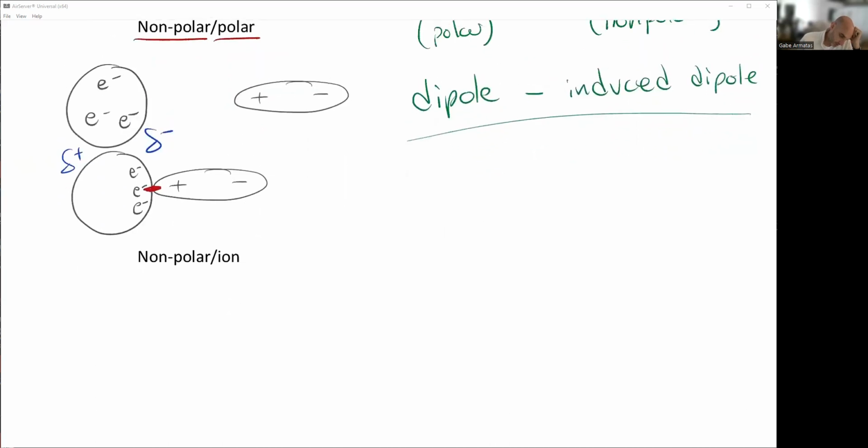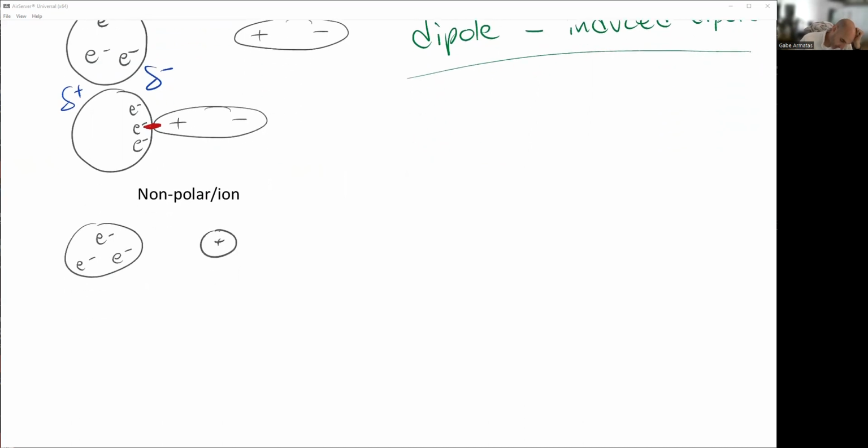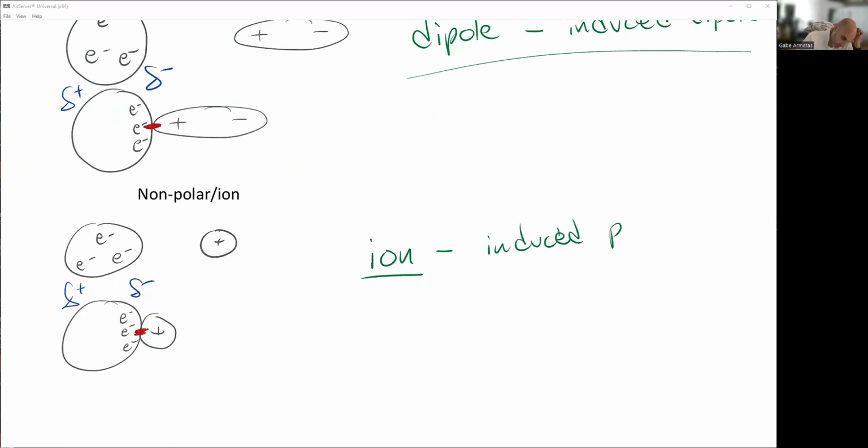Same question about what happens if I interact a nonpolar molecule with an ion. If I bring that ion close, we again expect those electrons to line up and interact. So I have a partial negative on this side and a partial positive on that side. We have created this interaction. We always start with the first one keeping its name, so we call this an ion induced dipole. Again, that dipole is induced by the presence of that permanent plus charge.